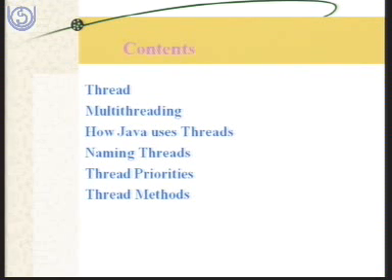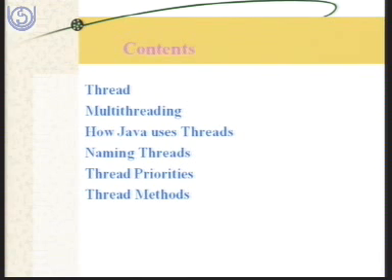So let me see the contents of discussion which we will cover in this session. We will try to cover what a thread is, then explore what multi-threading actually is and what the requirement of multi-threading is. Then we will discuss how Java uses threads, means how threads can be created in Java, and if you are creating a thread, how you can give a specific name to that thread. Then we will discuss the different priorities which can be assigned to different threads in the execution of the program, and then some basic methods which are used for multi-threaded programming in Java.